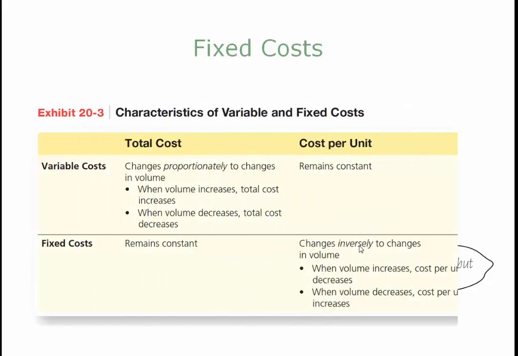And here's just another way to look at it. You can review this slide from your book. It says total cost changes proportionately to changes in volume. So as volume increases, the total cost increases. And as volume decreases, the total cost decreases. And fixed costs remain constant no matter what, and on a per unit basis it's inverse with the volume.